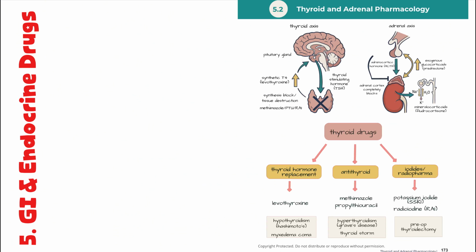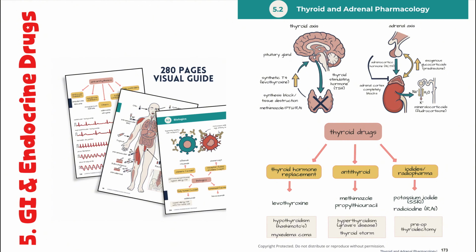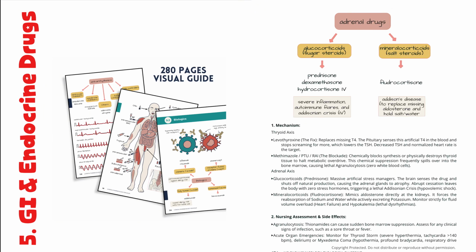On the thyroid axis, levothyroxine simply replaces missing T4. Methimazole, PTU, and radioactive iodine go the other direction, blocking hormone synthesis or destroying thyroid tissue outright to slow down an overactive gland. That suppression can spill over into the bone marrow. On the adrenal axis, prednisone acts as an artificial stress manager. The brain senses it and shuts off the body's own cortisol production. Fludrocortisone mimics aldosterone, holding onto sodium and water while dumping potassium.